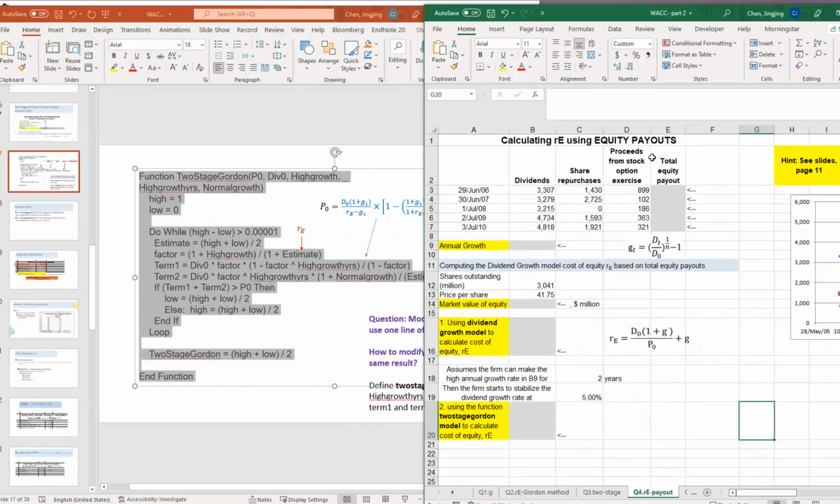Here we're using equity payout. So here we're using the same constant growth model, but we're changing D0. So D is just one way of paying out their company's earnings to their shareholders. There are a lot of payout methods.